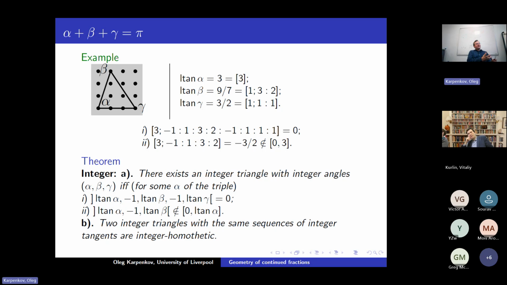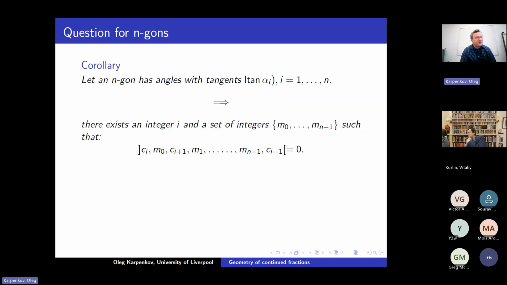Right. As far as I understand from the next theorem that I will show, there is some way, having 2 angles, to construct the third one. For any 2, find the third. More or less, yeah. I mean, there will be a theorem later. I don't remember how it looks, but I think it answers your question in this way. Okay. So the question is what to do with n-gons.